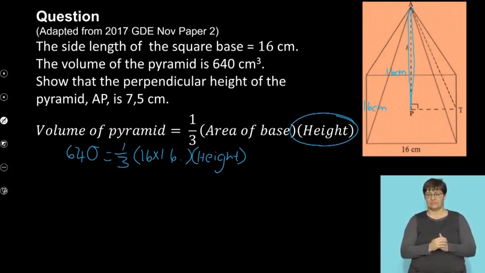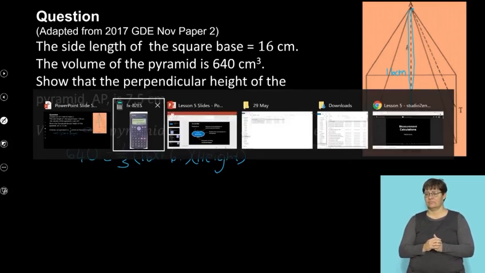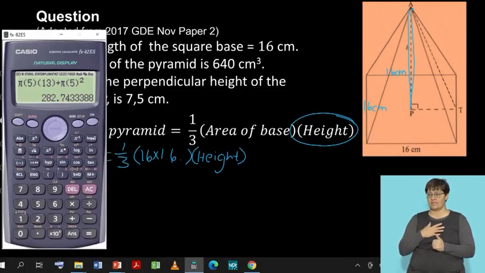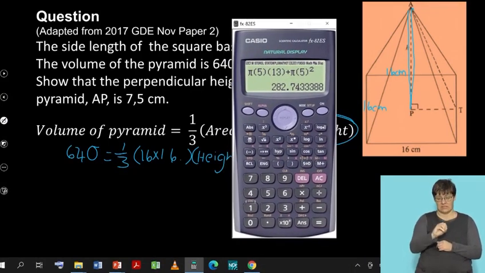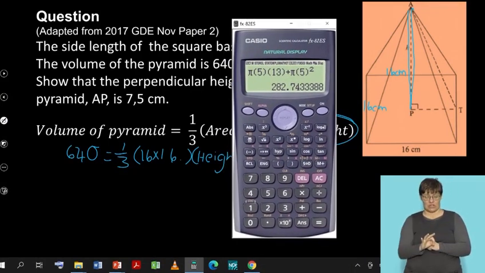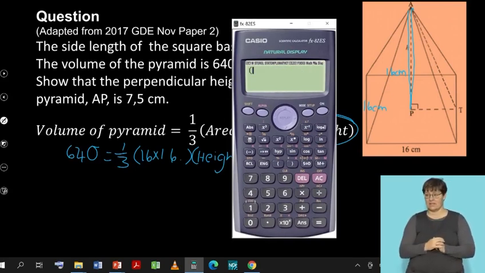So I'm going to get my calculator out. And if I want to isolate my height, I'm going to have to say 640 divided by 1/3 times 16 times 16. So I'm first going to say 1/3. Sorry, this fraction button is not my friend today, guys. Don't worry. There we go. Now it's working for us.